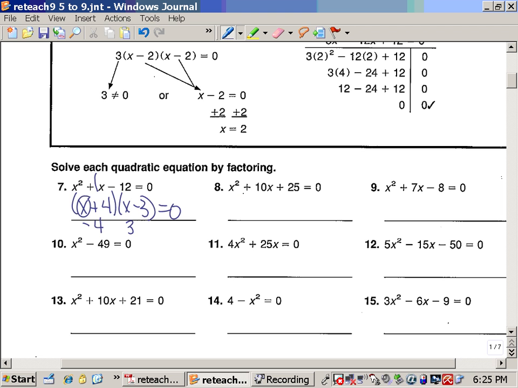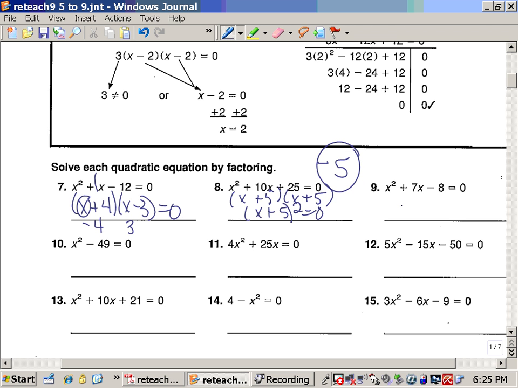Number 8, I need to think of two things that multiply to give me 25 and add to give me 10. That's x plus 5 times x plus 5. That's two of the same answer, x plus 5 squared. And if you plug in negative 5, that gives me a 0. So this is only one solution, negative 5.